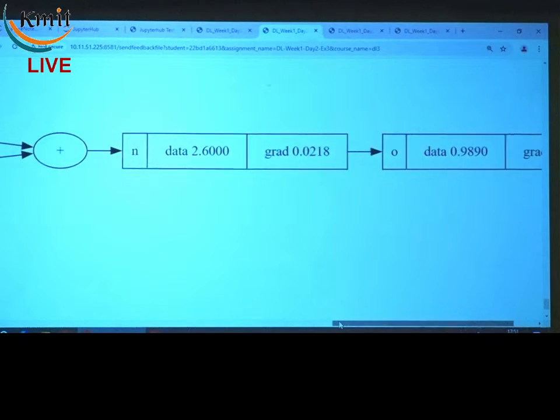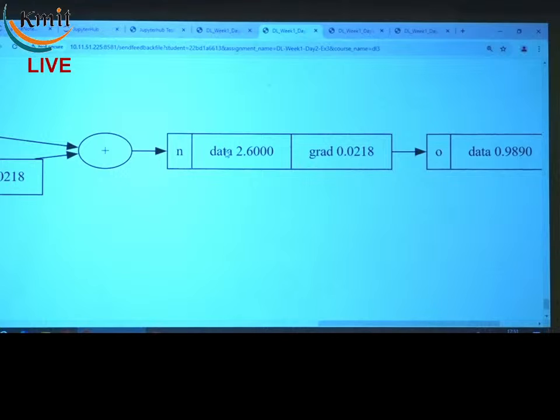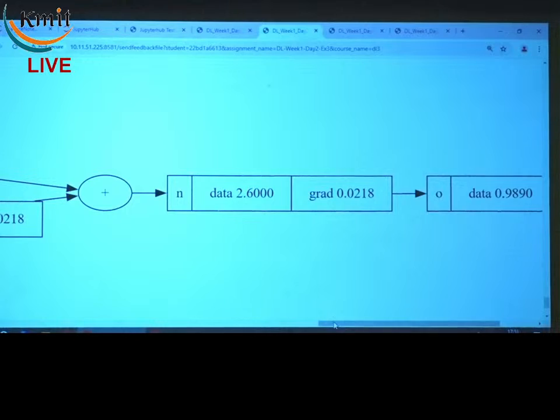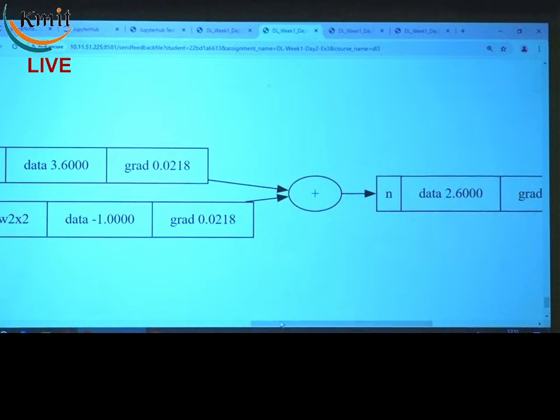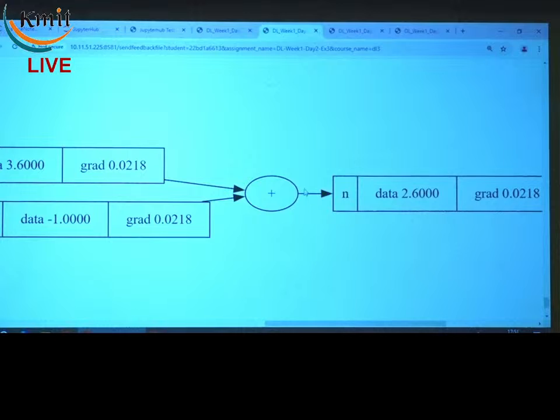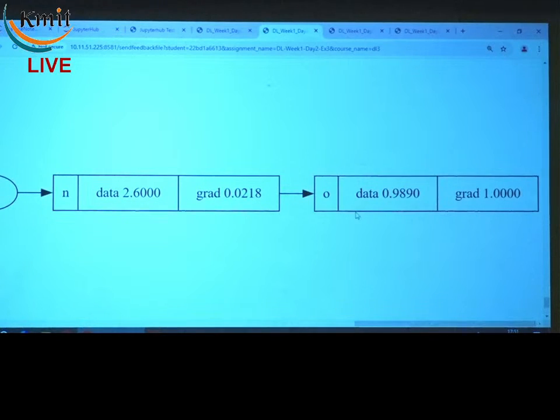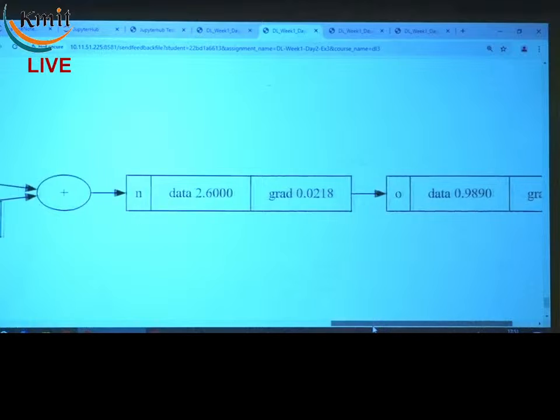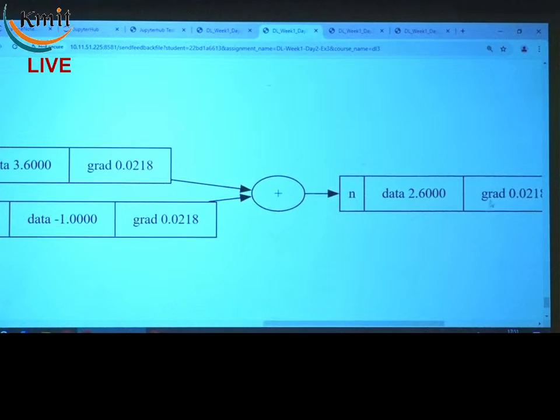Then, how do you get N? How did N come? N's data you know, the gradient has to come back. Data is there already. N is W1 x1 plus W2 x2 plus B. That is N. Then we have applied tanh here, and the gradient is coming back from tanh.